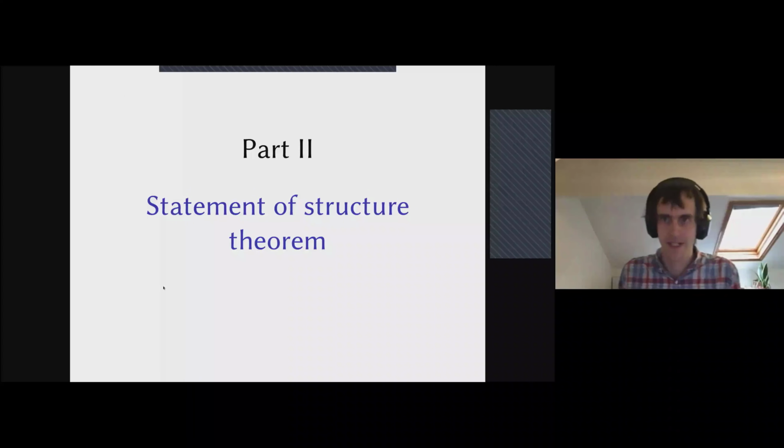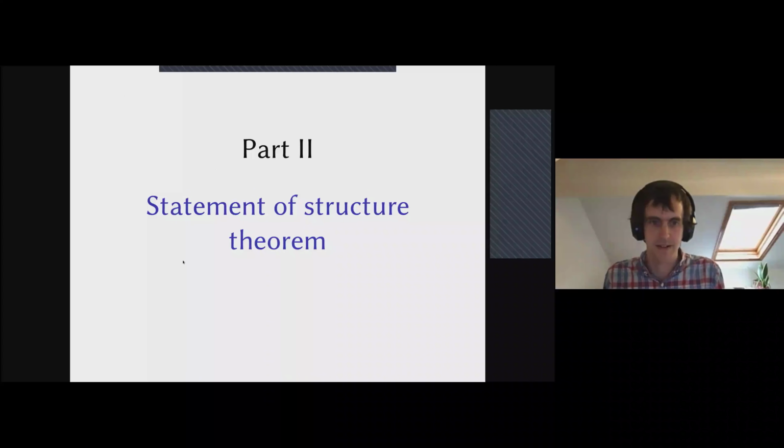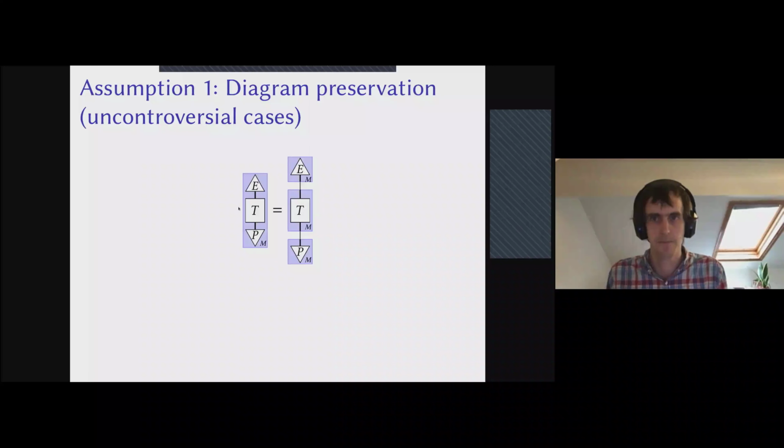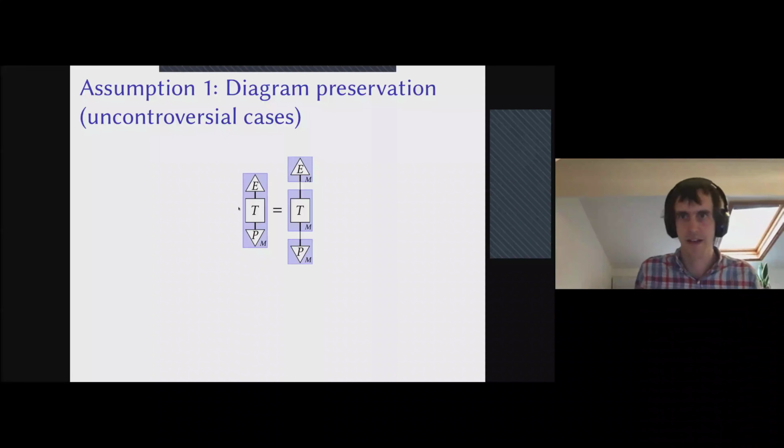Okay, so now that I've set up my diagrams, I can actually start talking about the structure theorem. The first assumption we need is something called diagram preservation. So we think this is a sensible thing to require of an ontological model, but actually the instances of it that we require for the theorem are quite limited, so I'm only going to talk about those.